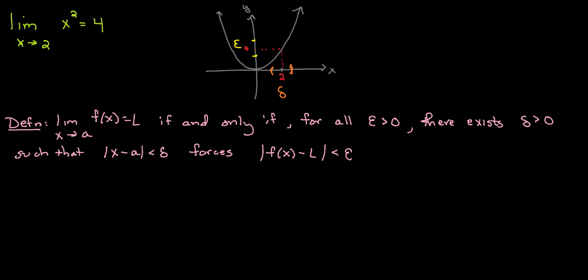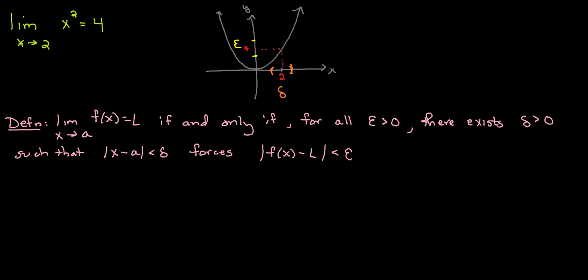So the formal definition says the limit as x goes to a of f of x equals L if and only if for all epsilon greater than 0 there exists a delta greater than 0 such that the absolute value of x minus a less than delta forces the absolute value of f of x minus L to be less than epsilon. Now, that sounds a little bit cryptic, so let's see what this definition is actually saying and how we can use it.